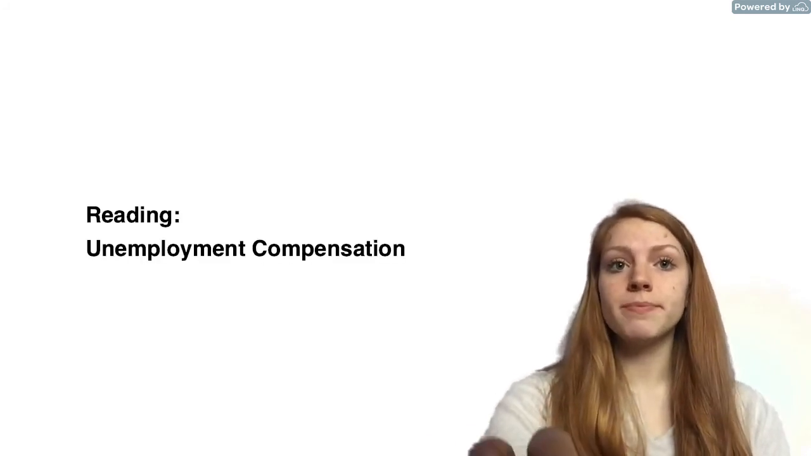The reading continues, but we will now be moving into Objective 3, Critique the components of unemployment compensation, beginning with the reading Unemployment Compensation.